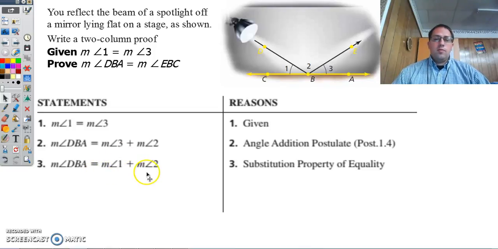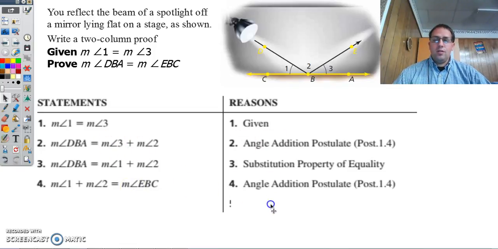Okay, so what can I do with this? That's DBA. I do need something to do with EBC, right? Because we want to get these two equal. Well, let's take a look at EBC. EBC, right there. And, oh, hey, look, that's angle 1 and angle 2 put together. So let's say that the measure of angle 1 plus the measure of angle 2 equals the measure of angle EBC. How do you know? Well, the same way I knew this. Angle addition postulate. That's how I know.